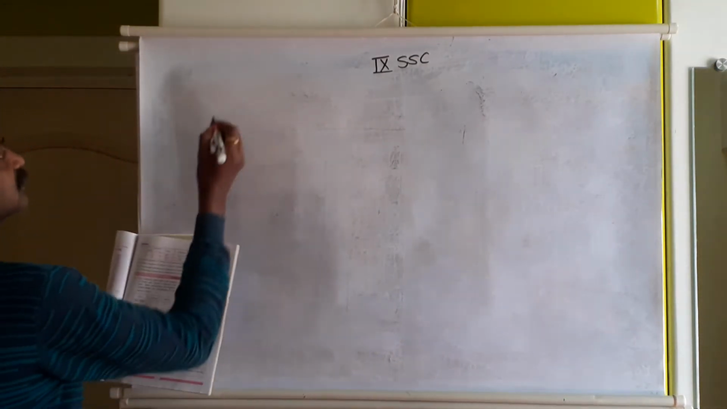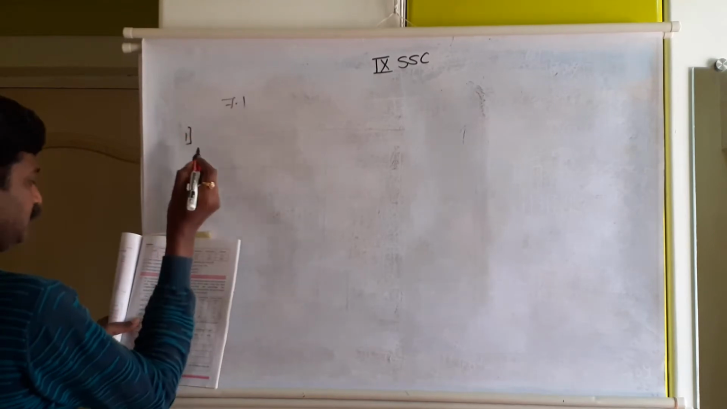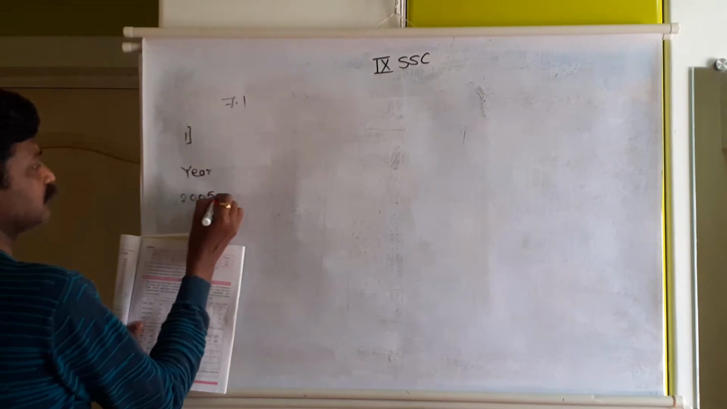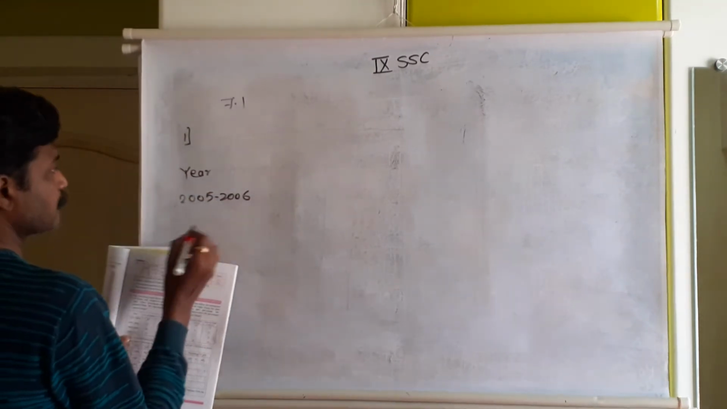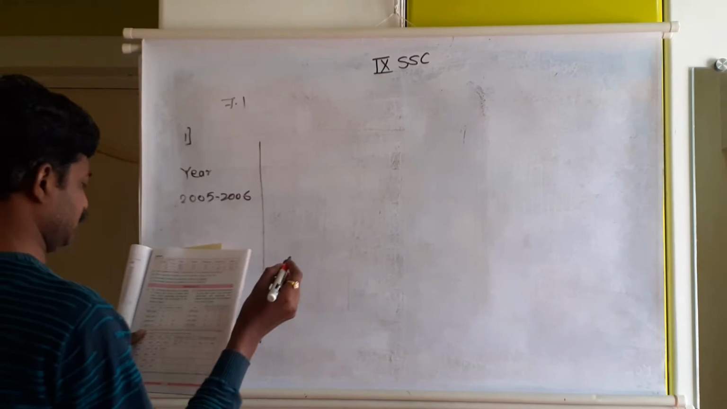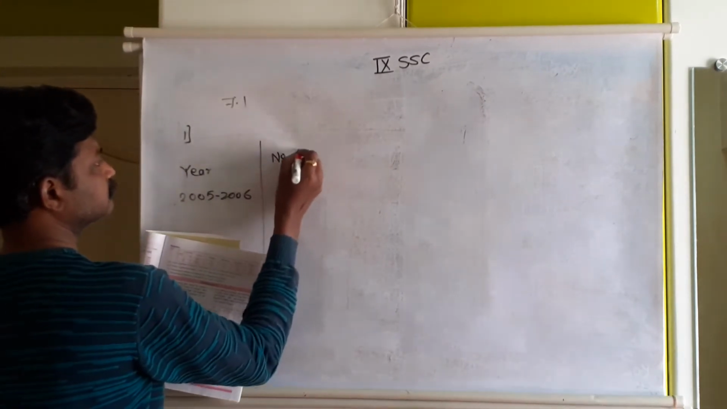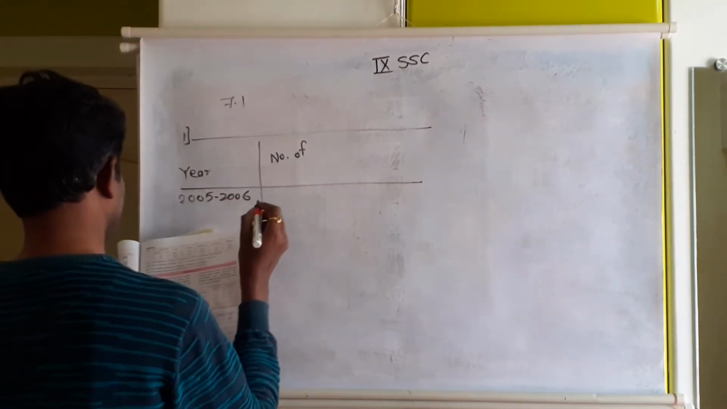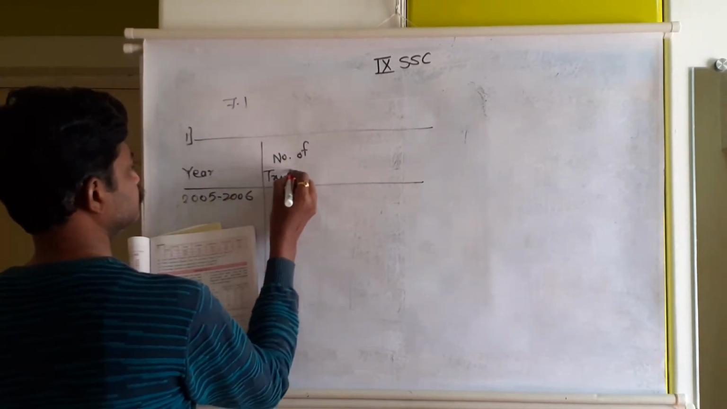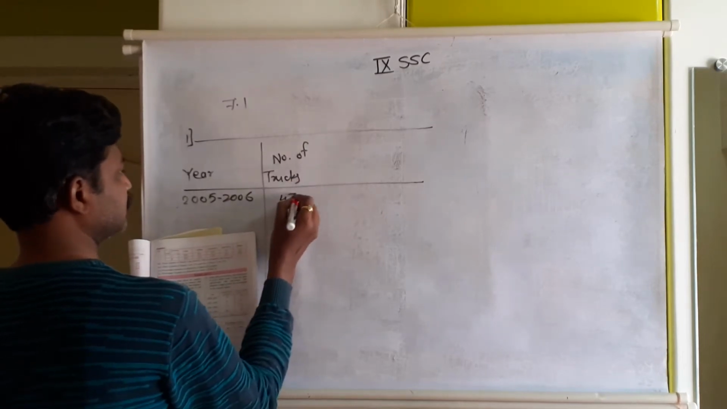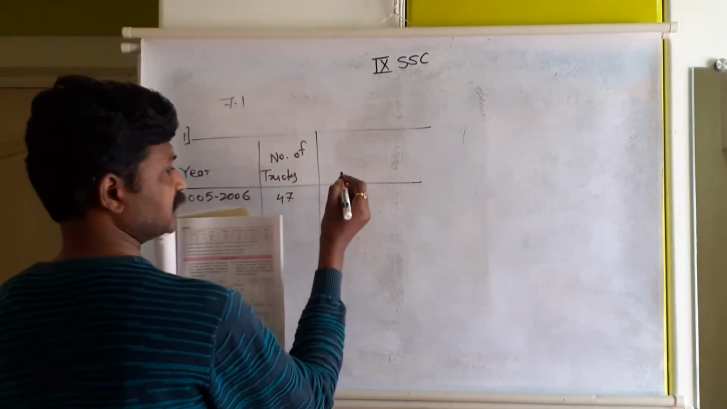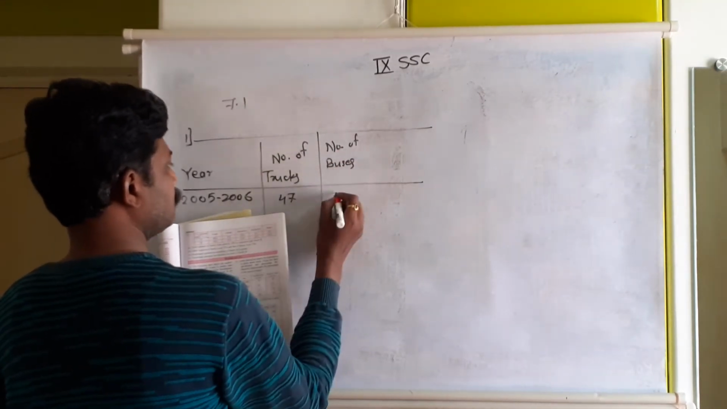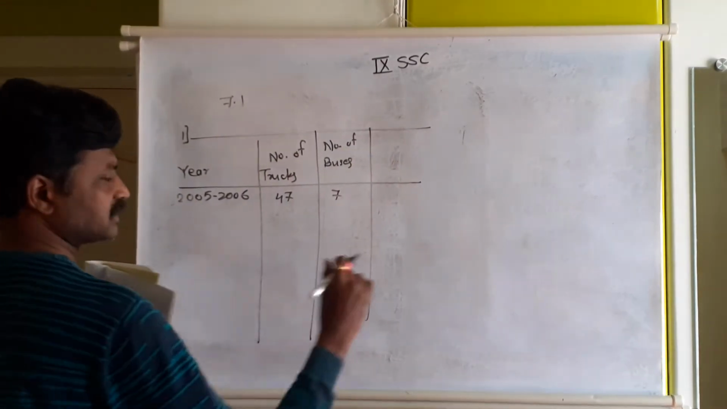I will start here. 7.1, question number 1. Given information is first the year, that will be 2005 to 2006. First we will complete this class, then we will go to the next. Number of trucks is provided to us in the given information here. For the first class it is 47. Then number of buses are 7. In the same way the next information is given.